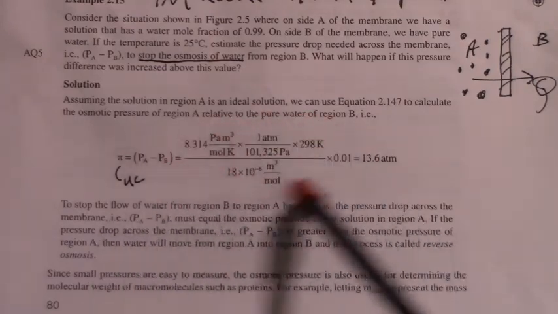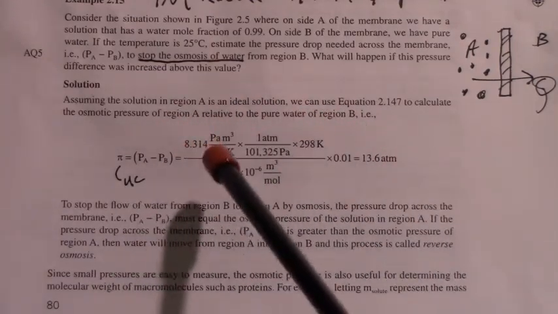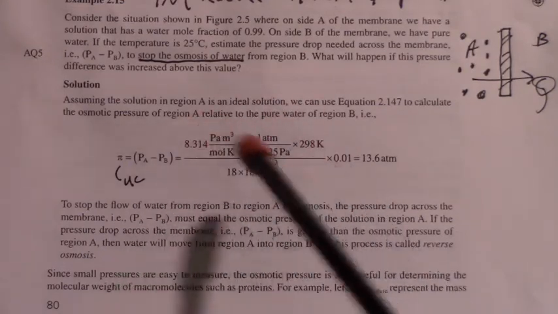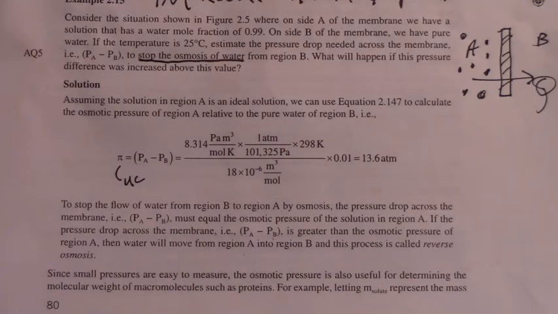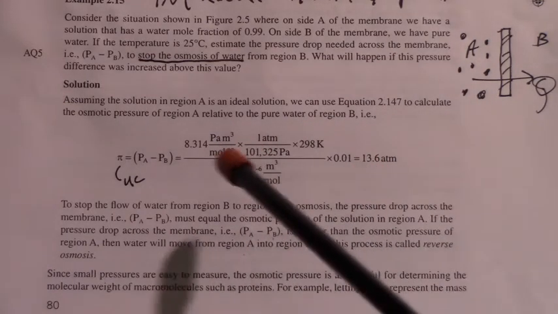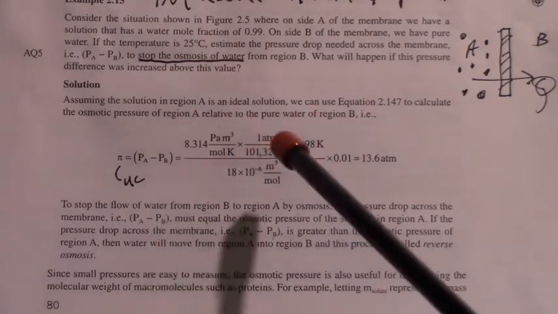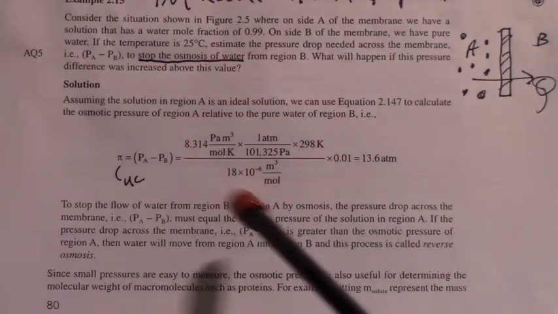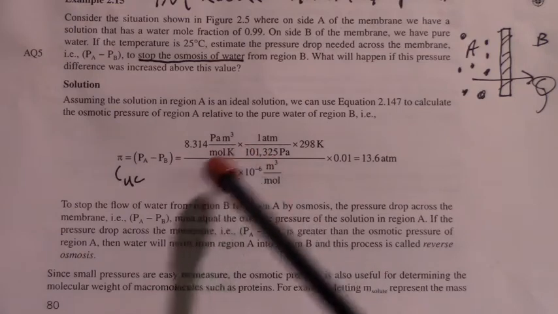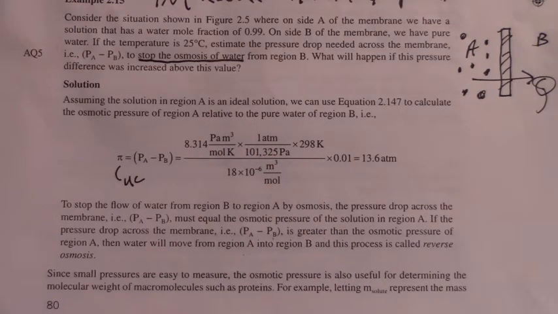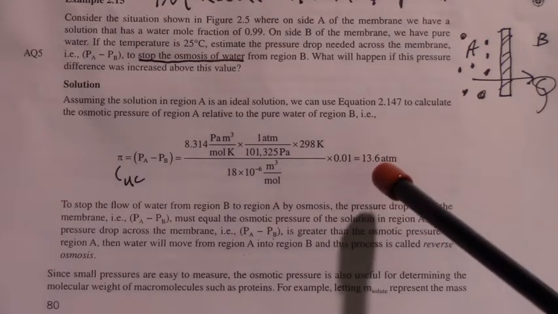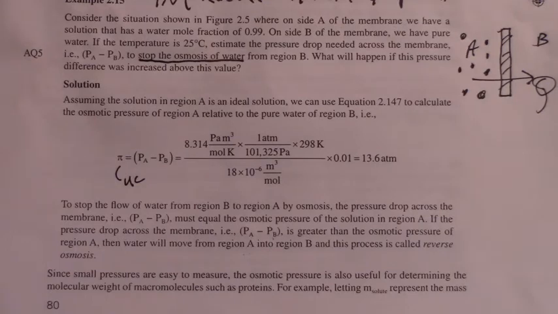Notice the dimensional equation where every number you write down has units on it. It's very important that when you're doing engineering calculations, you use the dimensional equation approach. So this is the gas constant, temperature, some unit conversions to get from Pascal to atmospheres. This down here is the molar density, or the molar volume of water, and there's the mole fraction. So we end up with a pressure difference of 13.6 atmospheres across the membrane in order to stop the flow.